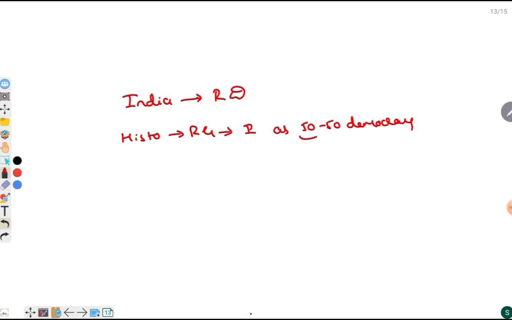India comes under the category of representative democracy. There is a famous historian named Ramchandra Guha who described India as a 50-50 democracy, because in Gram Sabha we follow direct democracy, and at the upper level we follow representative democracy. Hence he called India a 50-50 democracy.